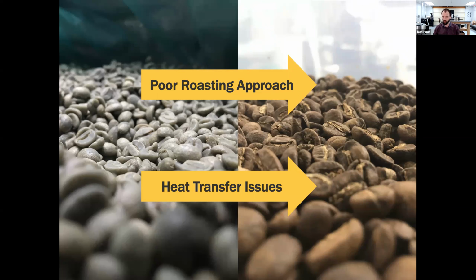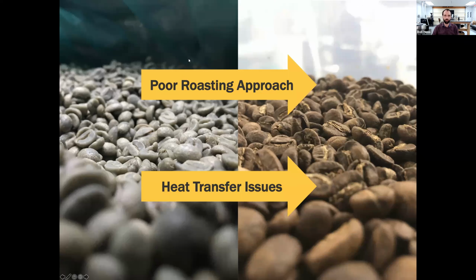Secondarily is heat transfer issues, where something has happened during the process of adding heat energy to the coffee that has caused some sort of issue with the coffee. So as we go from green to brown, how do we do that in such a way that we don't create defects that cause flavor issues or visual issues for our consumers and for ourselves? That's what we're going to be focusing on.